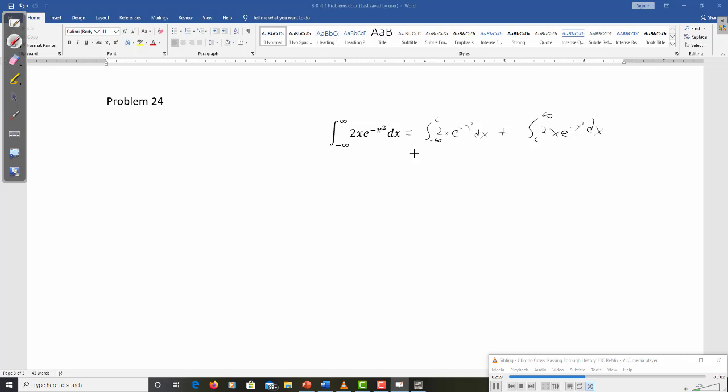And then you just work this out. I mean, these would both have limits. You know, the limit as a goes to negative infinity of the integral from a to c of 2x e^(-x²) dx, plus the limit as b goes to infinity of the integral from c to b of 2x e^(-x²) dx.